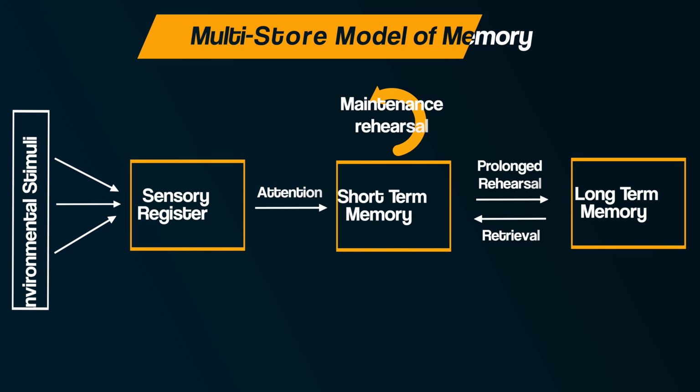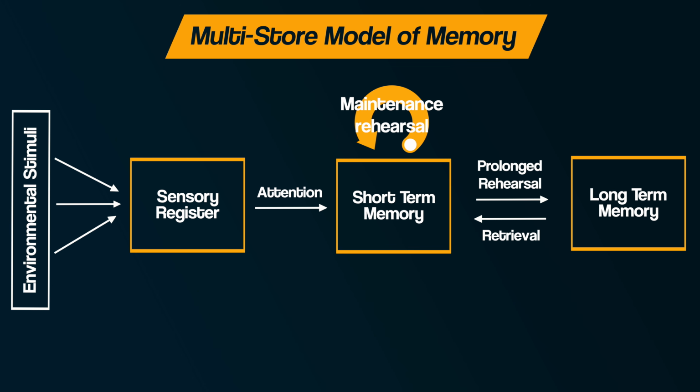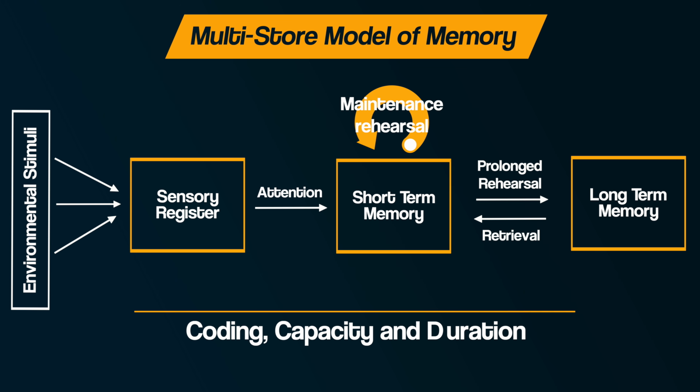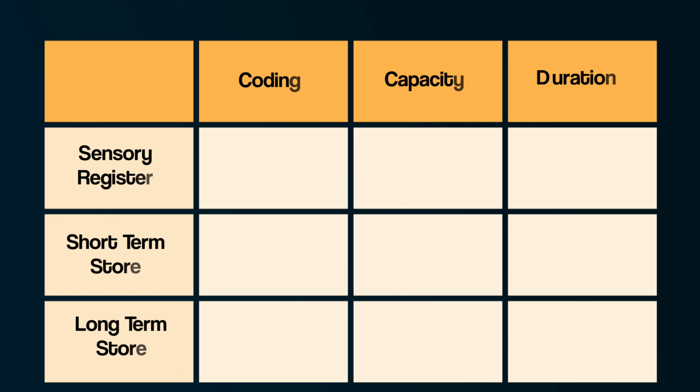The multi-store model of memory was proposed by Atkinson and Shiffrin in 1968. This model explains memory as a linear process, moving through three distinct stages: sensory register, short-term memory, and long-term memory. You need to know the coding, capacity, and duration of each store. Let's break down each part.